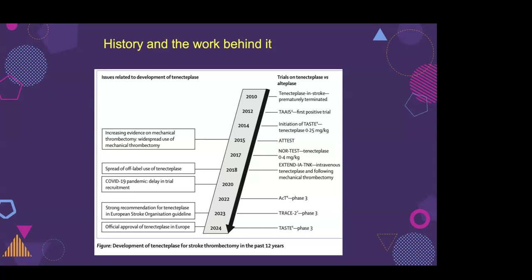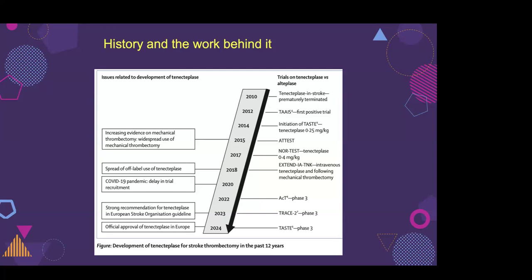But as you can see, the timeline started back then, followed by the initiation of the landmark trials, which we're going to be discussing again: TASTE, TEST, and NOR-TEST. So what happened? Why did we not talk about TNK in the past and why are we talking about it now? Because of various reasons. Around 2017, 2018, that was the time for the DEFUSE 3 and the DAWN trial, when mechanical thrombectomy trials were taking over everything else. So in the field of stroke medicine, everybody was talking about the extended window for mechanical thrombectomy. So I think it was overshadowed by that.